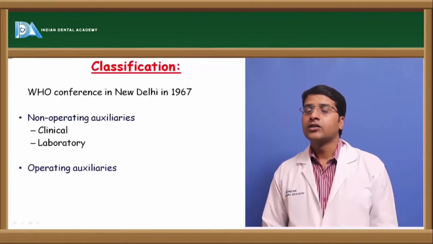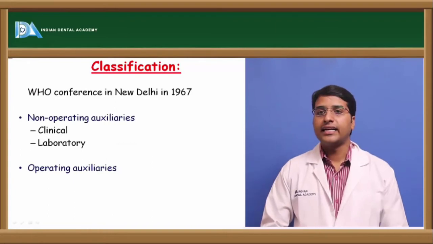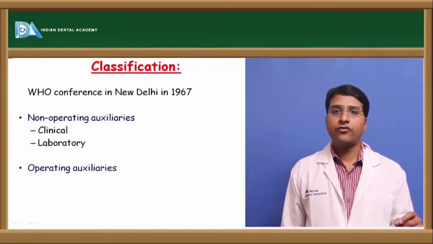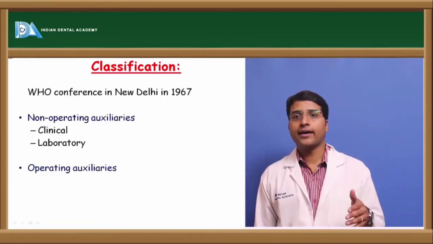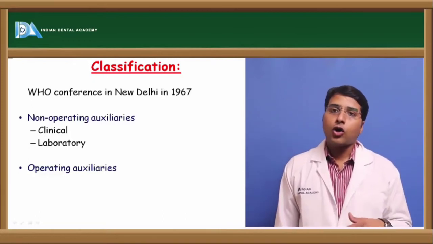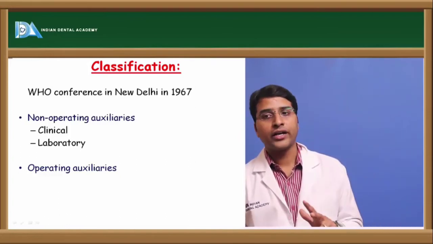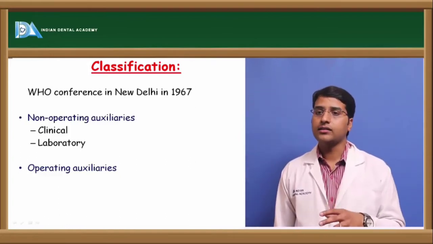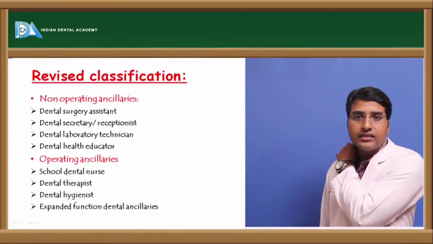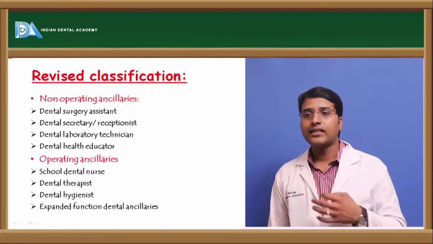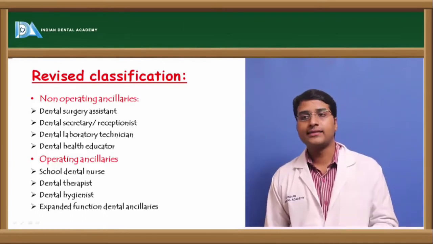The WHO conference in New Delhi in the year 1967 classified dental auxiliaries as operating auxiliaries and non-operating auxiliaries. The non-operating auxiliaries are again classified as clinical and laboratory, whereas operating auxiliaries are also classified. So according to the revised classification, there are two kinds: operating and non-operating auxiliaries or ancillaries.